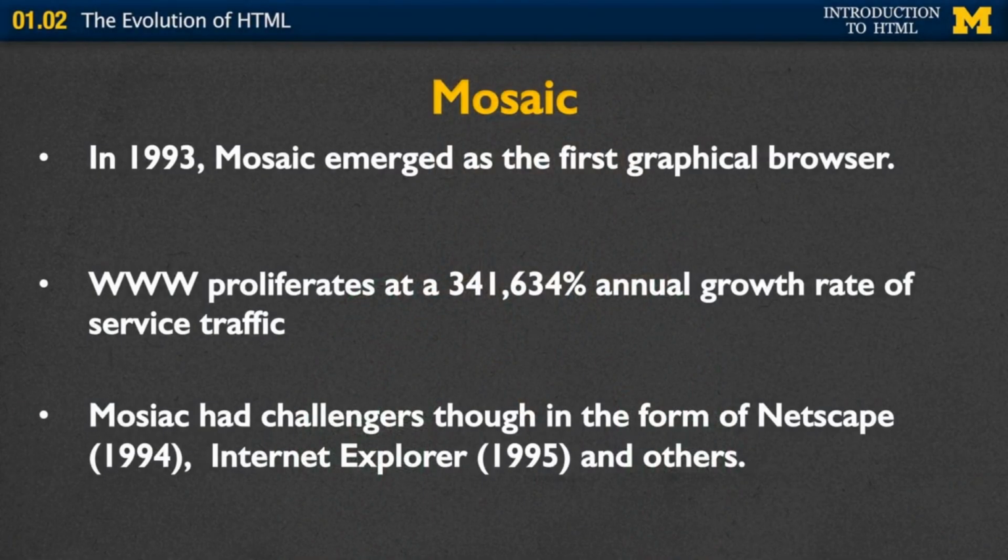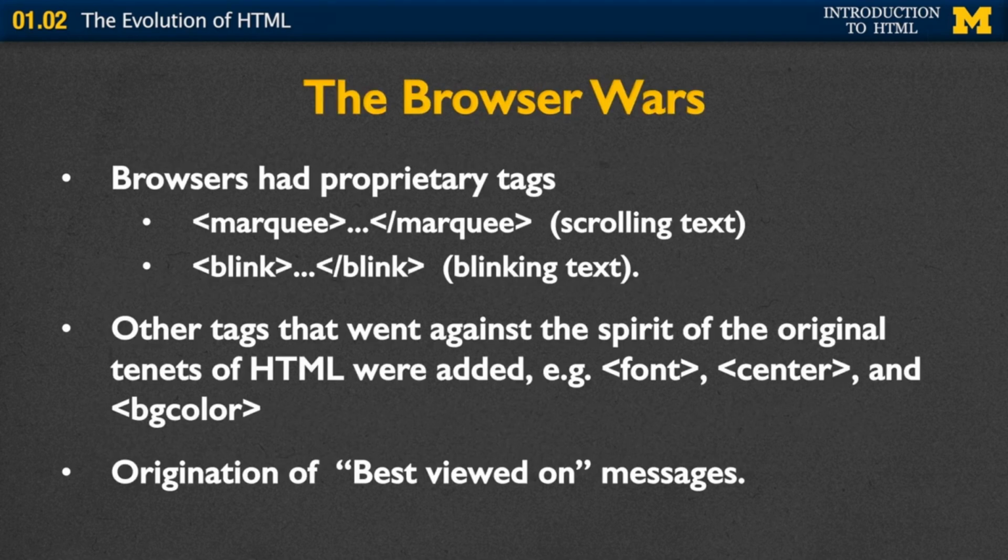So after Mosaic emerged, the use of the internet just absolutely exploded, and more people were using it for commercial means instead of just for doing research. Mosaic had challengers though, in the form of Netscape, Internet Explorer, and other browsers. This was the start of what we call the browser wars. Each of these browsers decided that they wanted to create these proprietary tags that would only work on their browser. Some of the examples were Marquee, where you could have scrolling text, or Blink, which would only work on some of the browsers and not others.